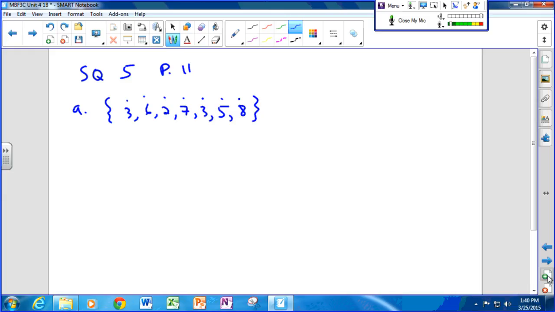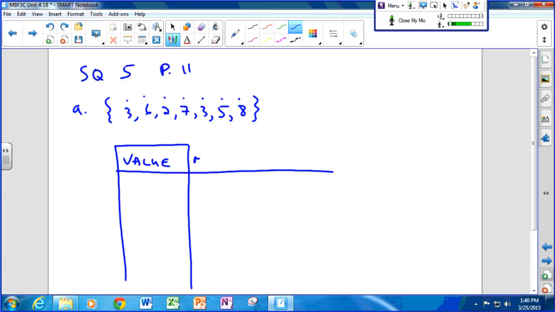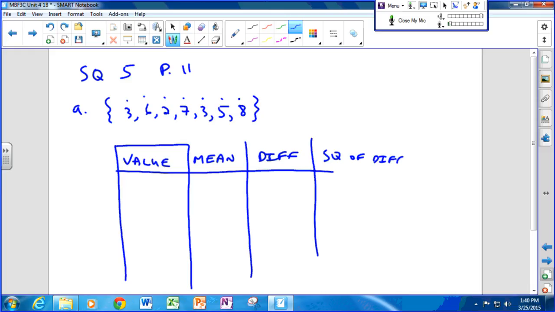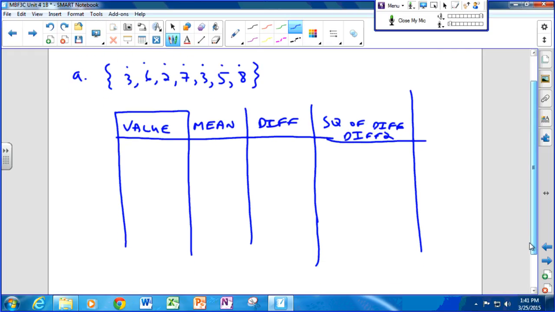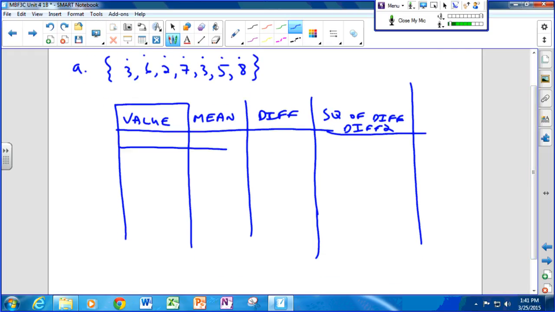Okay, so we're just going to put the value here. Now, the way they do it in the book is you put the mean, and then we put the difference, and then we put the square of the difference. You could actually write it as difference squared if you want. You can put that there. Okay, so that's our table, and we're going to need 7 rows here, plus the total.